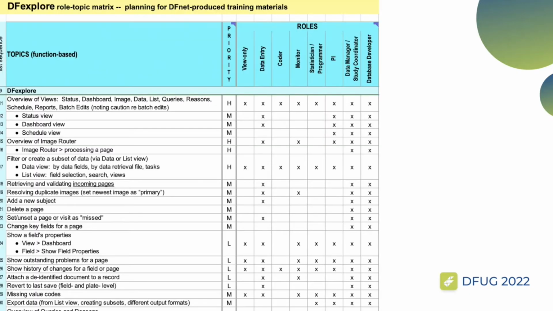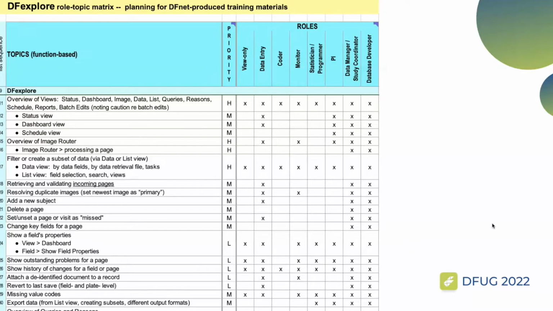So initially we came up with the training matrix, which you see in front of you. On the left-hand side, you can see we took DFexplore as a large topic, and we broke it down into smaller modular topics. For example, show outstanding problems for the page, or show history of changes for a field or a page, or missing value codes. So you can see we've taken the large topic and broken it down into smaller topics.